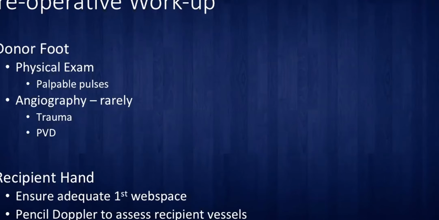In examining the recipient hand, we ensure they have an adequate web space, and that's an important point because we prefer not to do the procedures at the same time. So if they don't have adequate web space tissue, then we'll replace that tissue with free tissue transfer at an earlier stage, and then subsequently perform the free toe transfer.